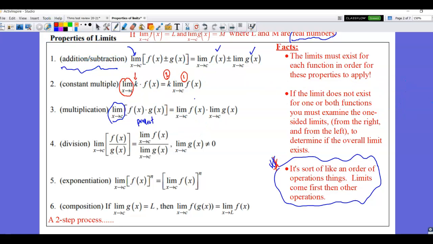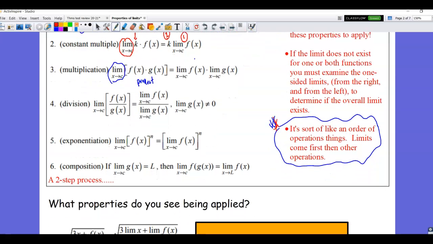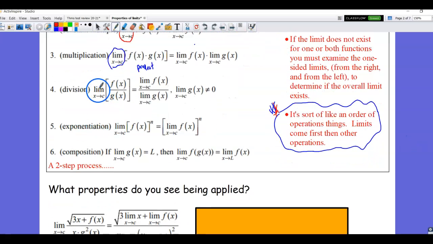For the fourth property, here we go with division. Let me slide this down a little bit. So for division, we have the limit as x approaches c of a quotient. And so it is division. This is not the quotient rule. We're not finding the derivative. Instead, we're going to find the limit as x approaches c of each function first, and then do the division. And of course, the limit as x approaches c of g of x cannot equal 0, because division by 0 is undefined.